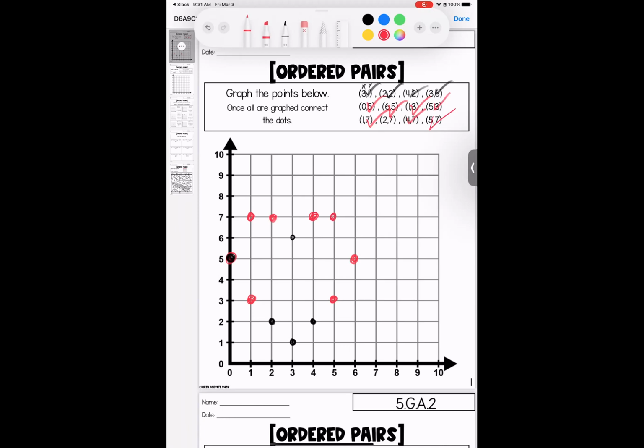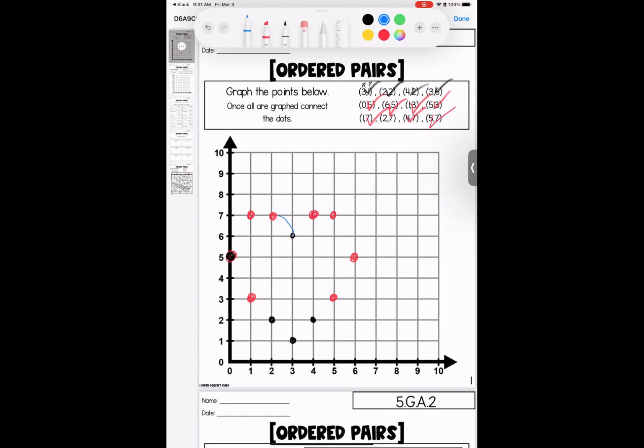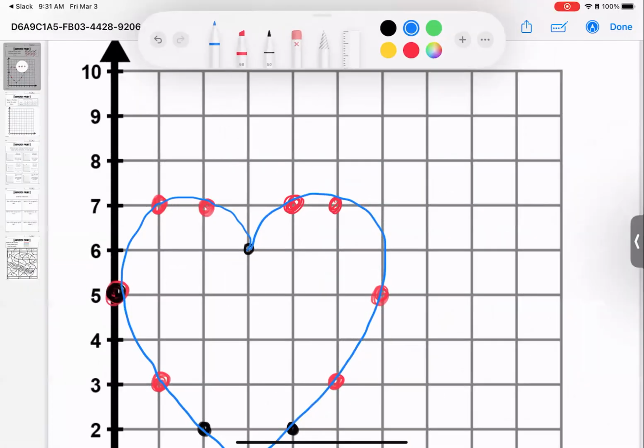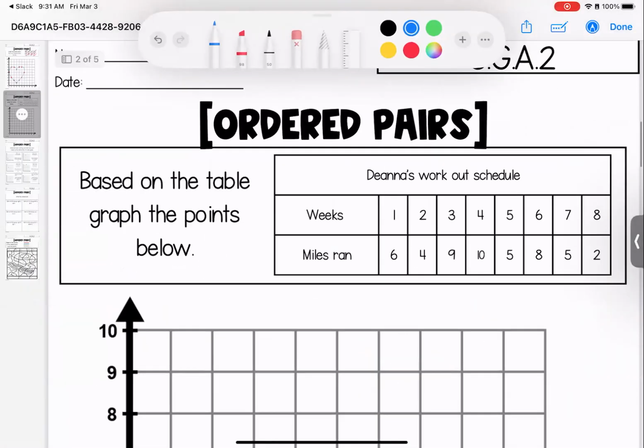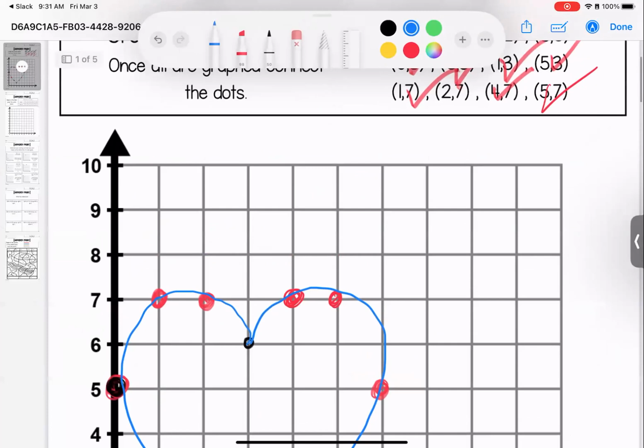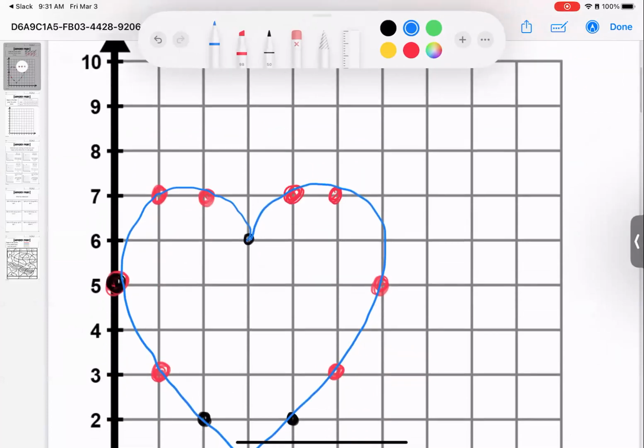Then it asks you to connect the dots. I'm hoping that you saw my vision, that this is a heart. If you didn't, that's okay. I thought I was being creative, but if you didn't see it, it's a heart. All right, love bugs. Any questions on this? Please bring them with you to class.